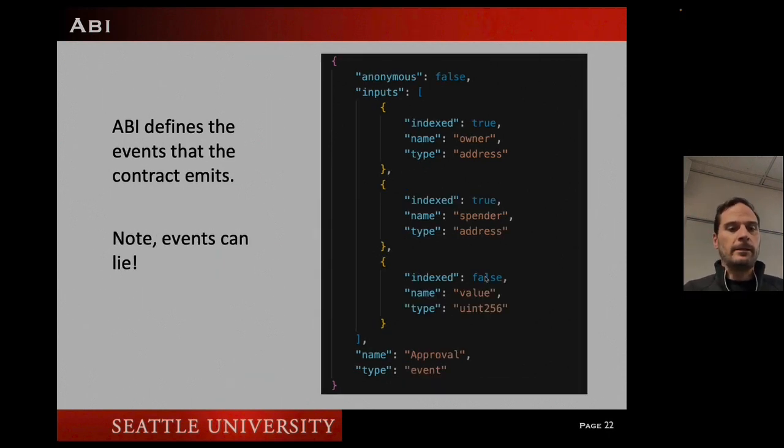Similarly, the ABI defines the events that the contract emits. Again, just a reminder, they can lie. And here you see also whether it's indexed or not, based on the keywords that you specify.